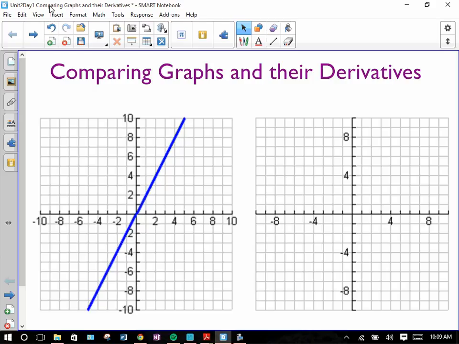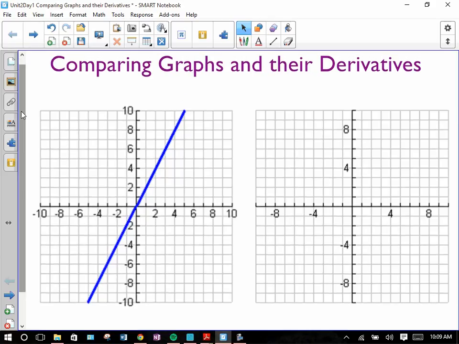So what we want to start off with is this function right here. How would you describe this slope right here of this function? This blue line. It's a positive slope, right? So is it always positive? Yes. So the derivative of this function will always be positive.